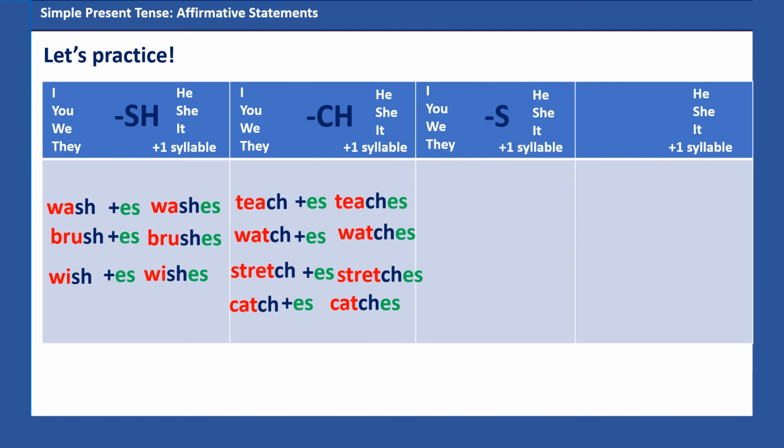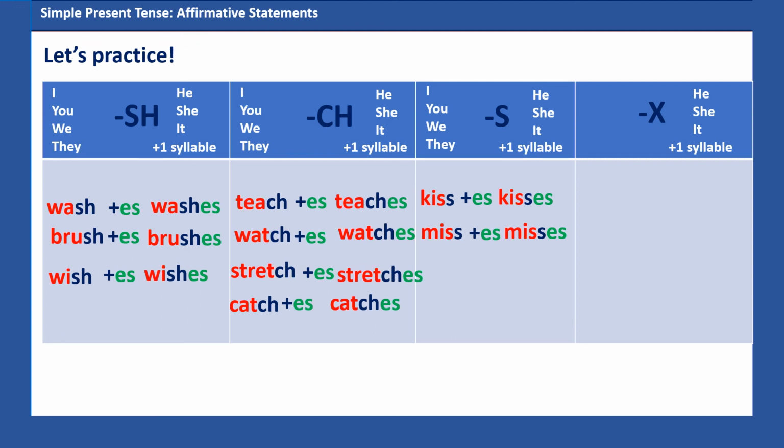Now let's take a look at verbs that end in S. Kiss. I kiss my boyfriend every day. Liz kisses her husband every day. I miss my best friend. She is in Italy. Liz misses her best friend. She is in Italy.